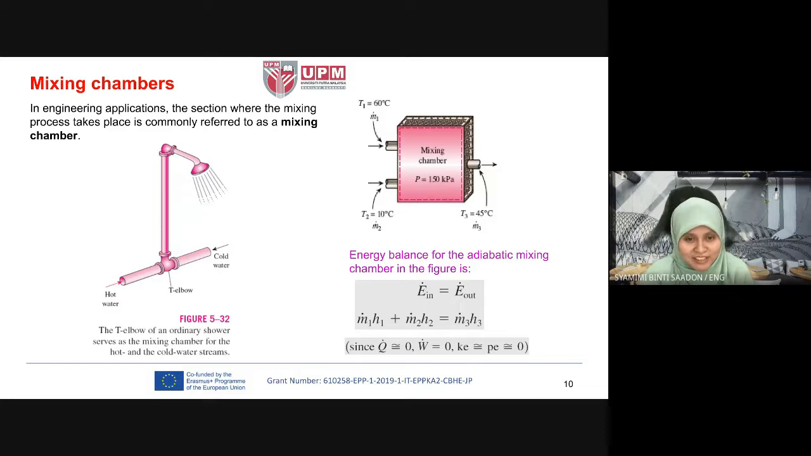Actually, of course, if you look at this, the height for this output is different from the height of both of these inputs, right? But the height change is negligible compared to the internal energy change. It's not that there is no potential energy or no change in altitude. Tak adalah dia macam satu level je. Of course tak. But the potential energy can be neglected.